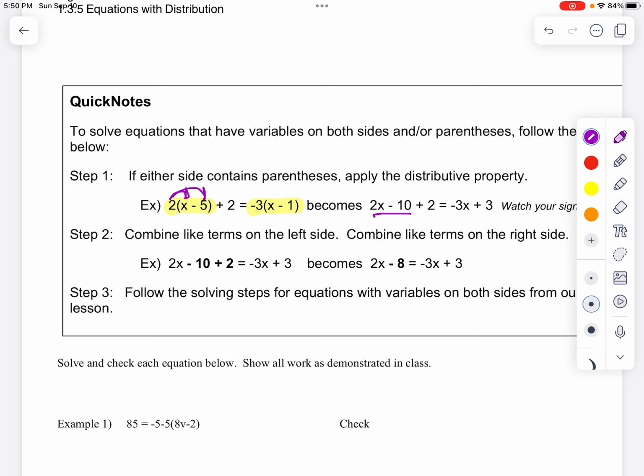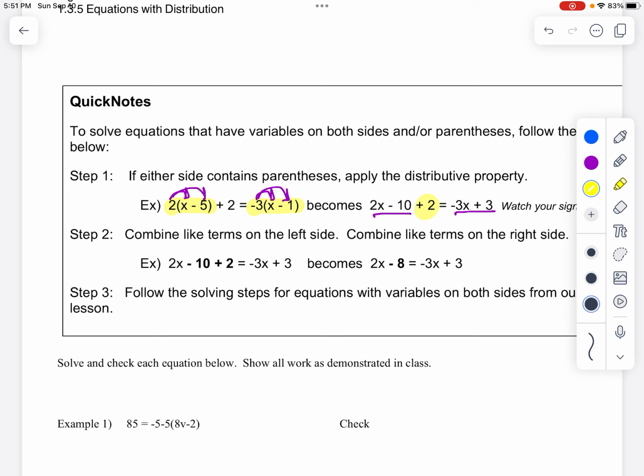And we also had to apply it on the right. We had to multiply through by negative 3 to give us negative 3x plus 3. Notice the signs there. We had a negative 3 times a negative 1, which gave us a positive 3. Also notice that we have this little guy out here that we're going to have to simplify on the left side before we move on.